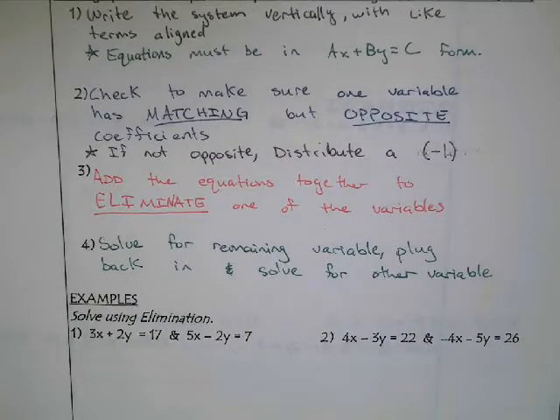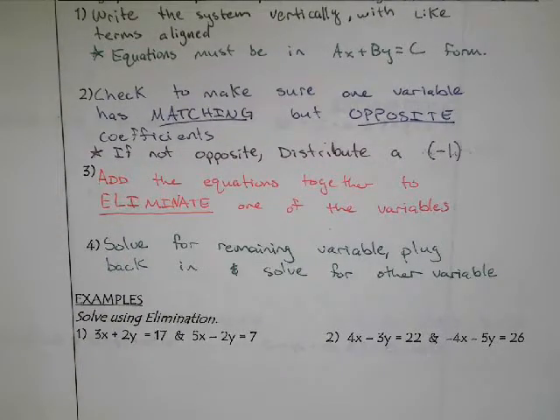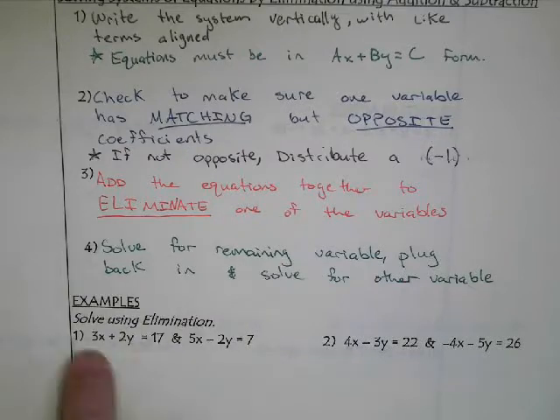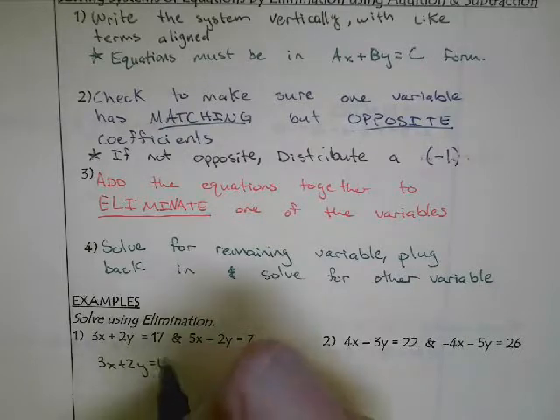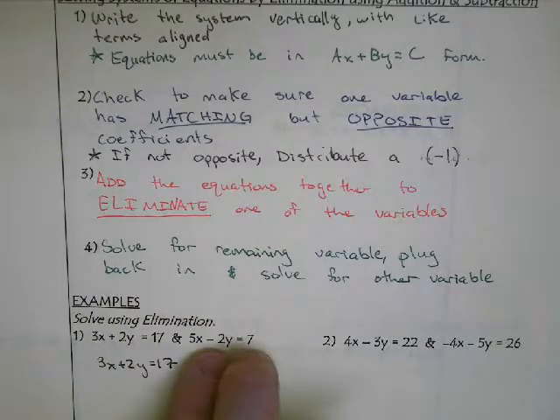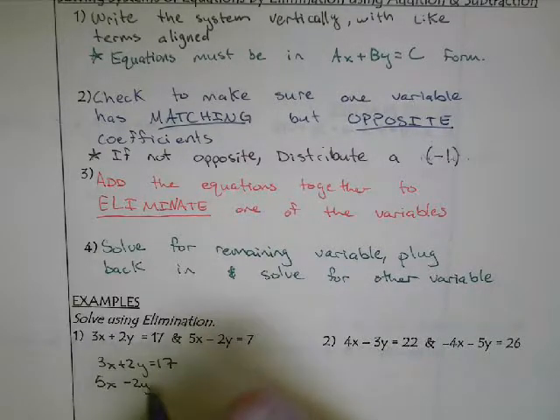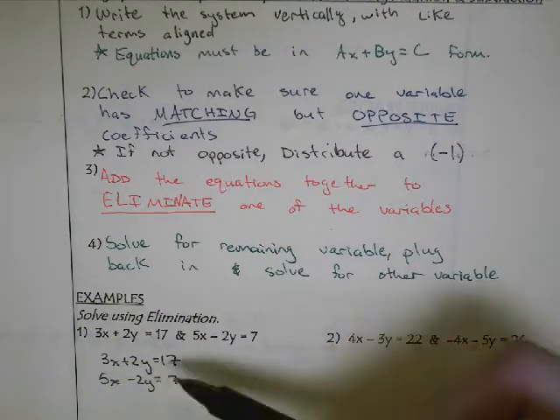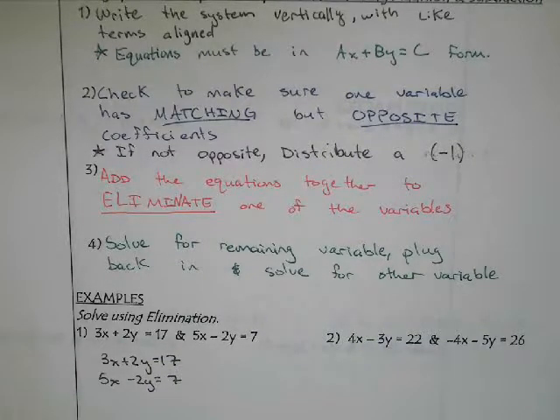Okay, so I'm going to look at number 1 and follow my steps so we can see what's happening. First thing I want to do is write the system vertically with like terms aligned. So I have 3x plus 2y equals 17. I'm going to put the other equation right underneath it: 5x minus 2y equals 7. So I've written them vertically with my like terms. Here are my x's aligned, here are my y's aligned, and here are my constants aligned. So that was step 1.